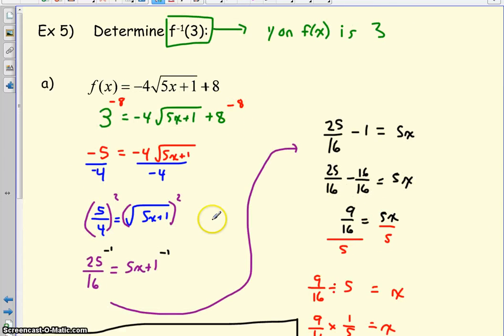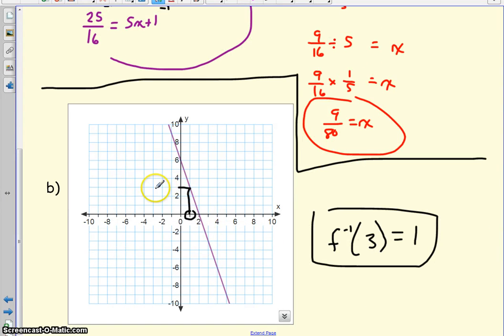And last but not least, for b, if y equals 3 on the original function, I trace that out to here, and I see on the graph x is equal to 1, so f inverse of 3 equals 1.